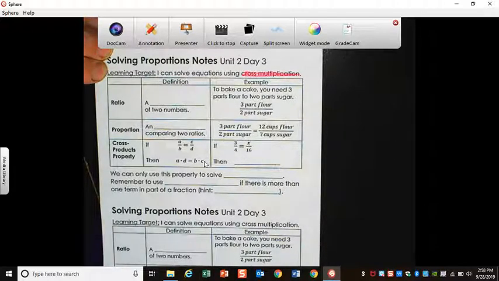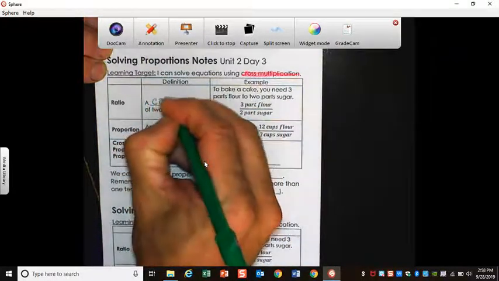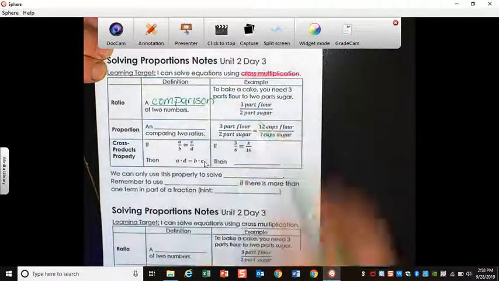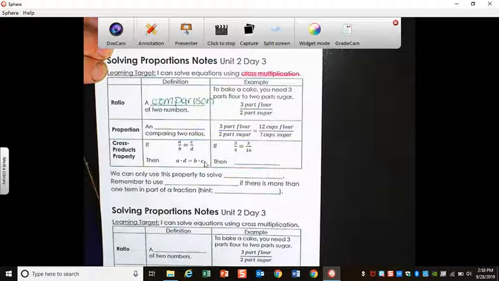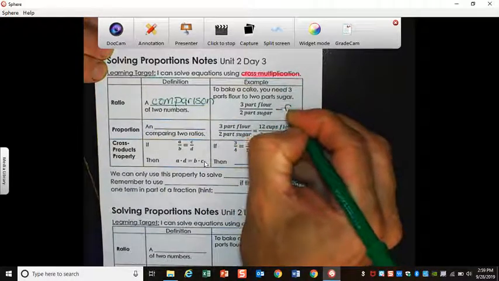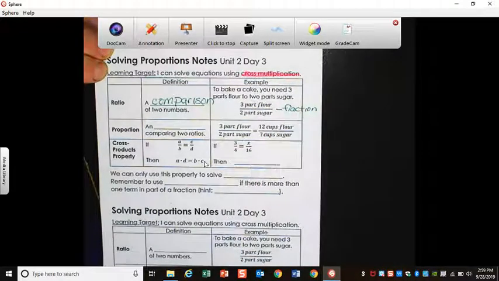So we're going to start with the definition of a ratio. A ratio is a comparison of two numbers. So for example, if you're baking a cake, you might need 3 cups of flour and 2 cups of sugar. Another way to say that is to put it as a ratio, which is always a fraction, and say we have 3 parts flour to 2 parts sugar.